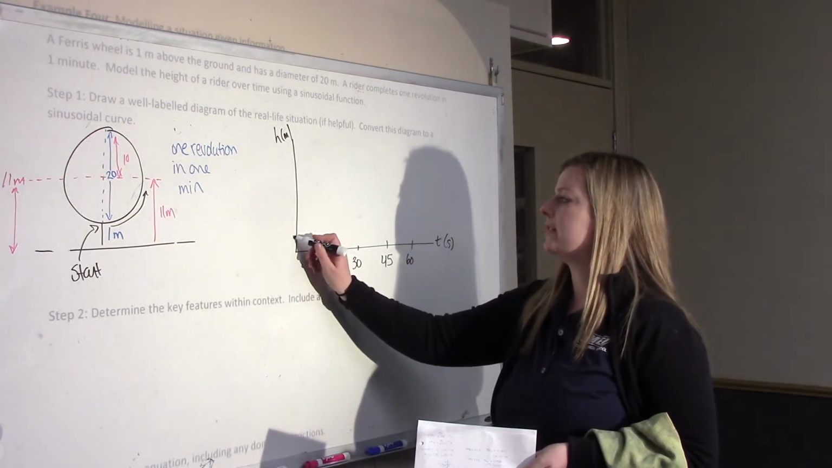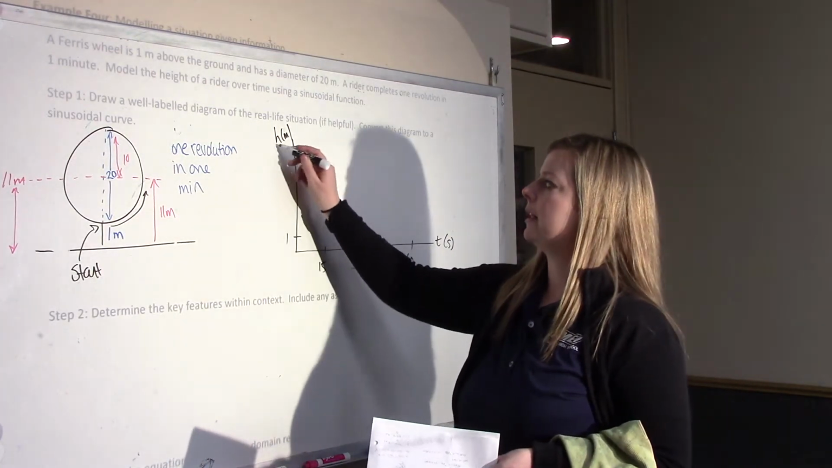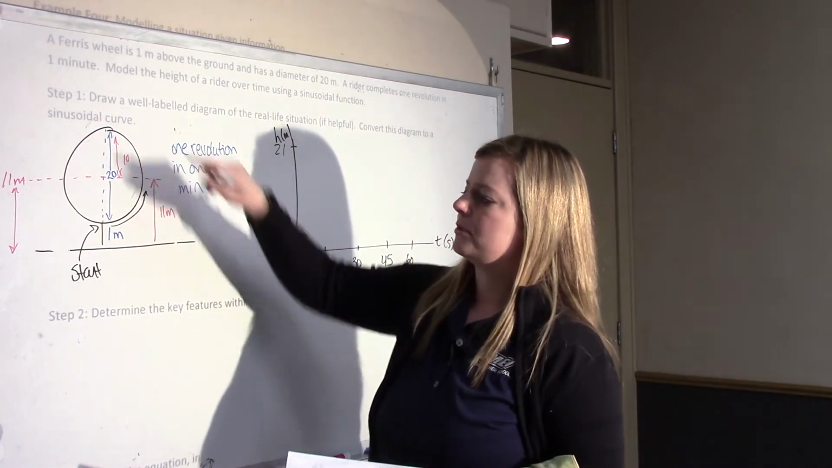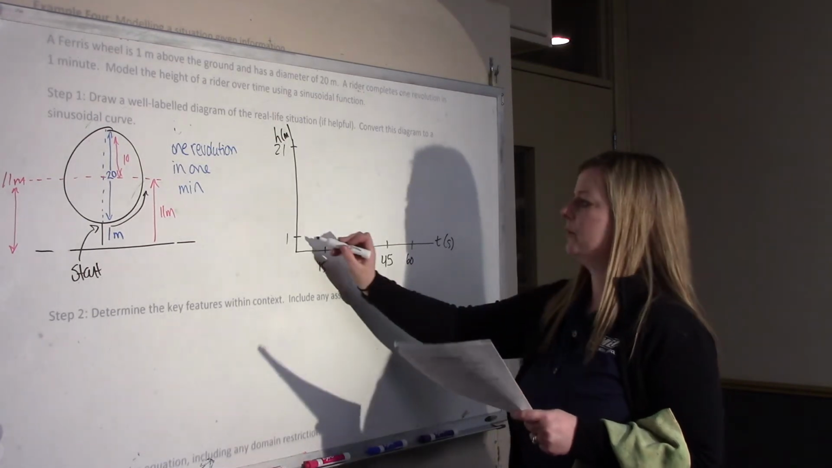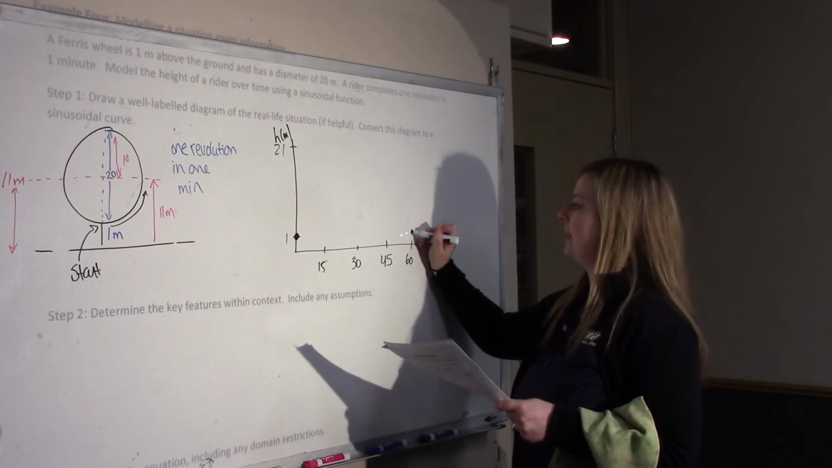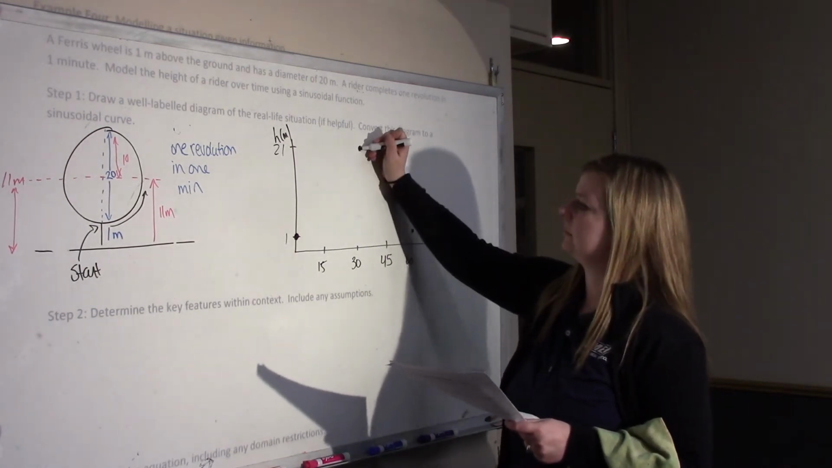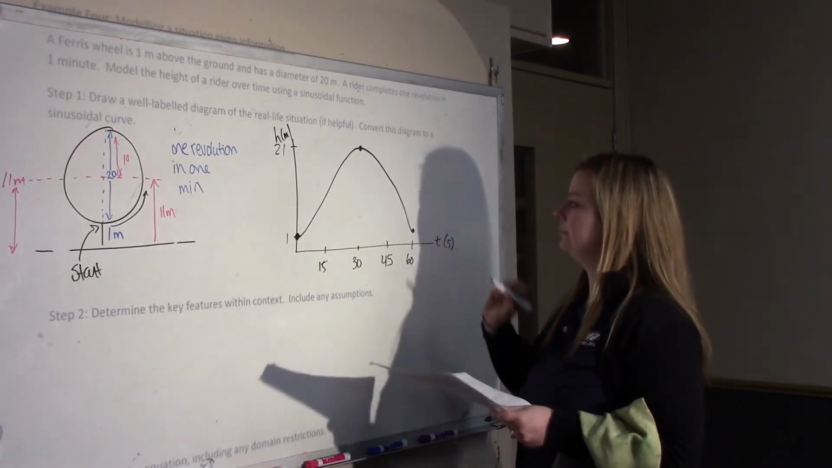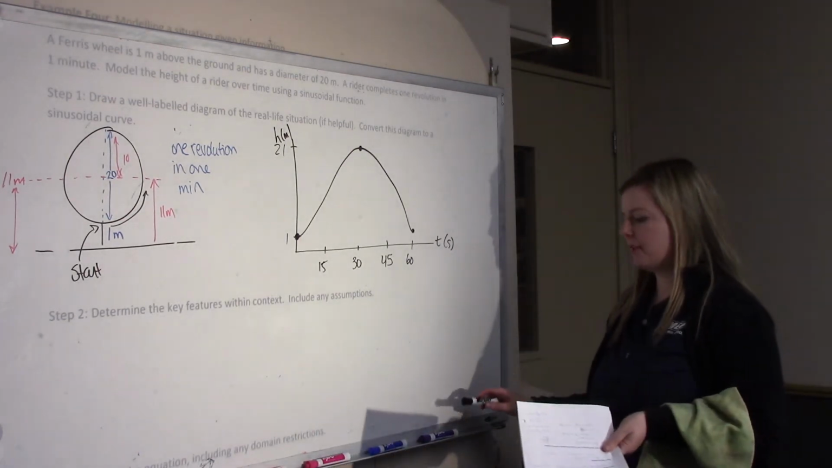So we start at 1 meter above the ground, and our maximum is going to be 21, right? Because this is 1 plus another 20, so that's 21 to get to the top. All right? So we start here, and after a minute we're back there, and halfway through we're at the top. Right? So basically go up like this and down like this. All right, so determine the key features within this context.